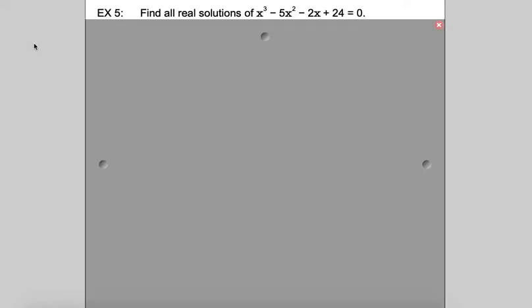So let's try another one. Find all the real solutions of x to the third minus 5x squared minus 2x plus 4. So step 1 is it equal to 0, which it is. Step 2, I have 4 terms. Maybe I try factoring by grouping, but unfortunately I would end up with x squared times x minus 5 minus 2 times x minus 12, which does not factor by grouping.